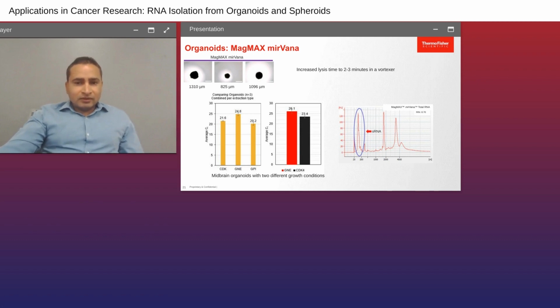So the total RNA, including some small RNAs, was more efficiently isolated with the MagMax chemistry, and the isolation here in the purple box highlights significant recovery of small RNAs. To conclude, we can say that automated extraction using magnetic bead-based MagMax Nirvana total RNA isolation kit is efficient for RNA isolation from these 3D cultures and significantly reduces your hands-on time.